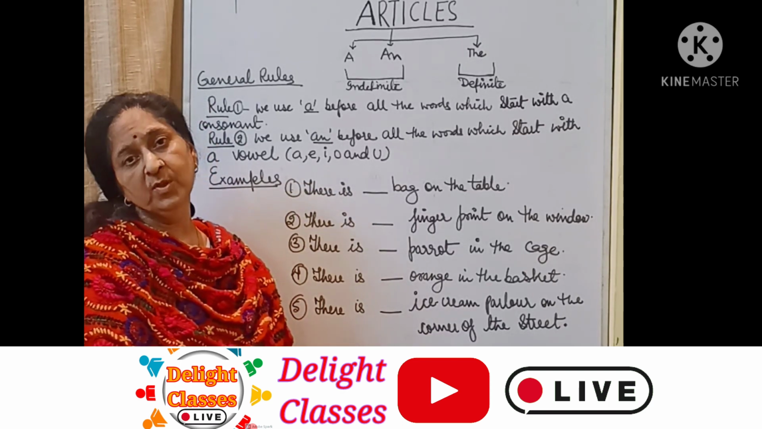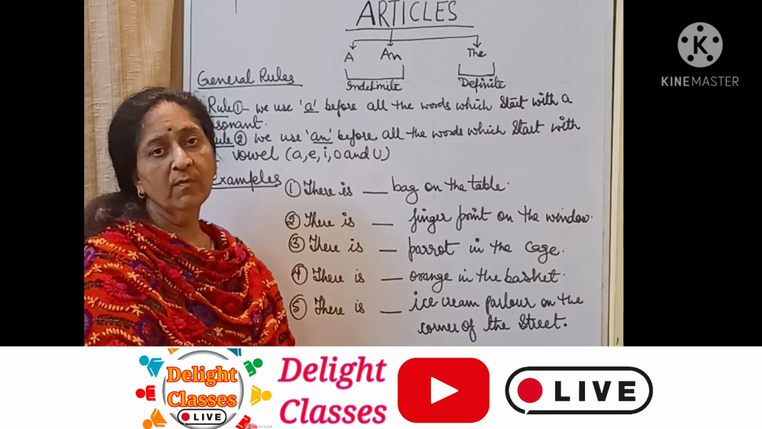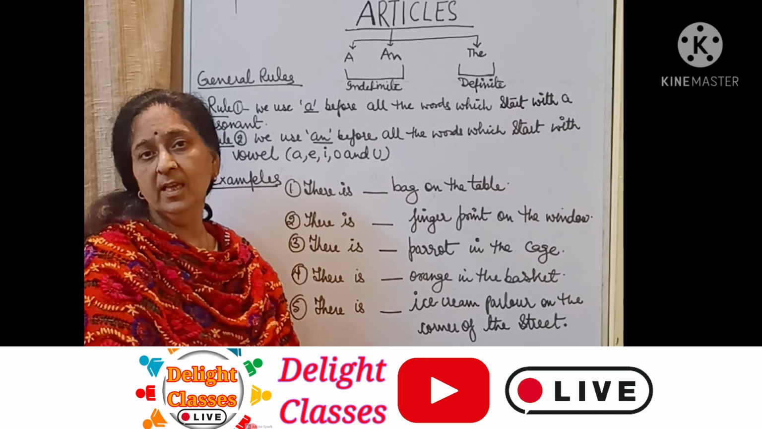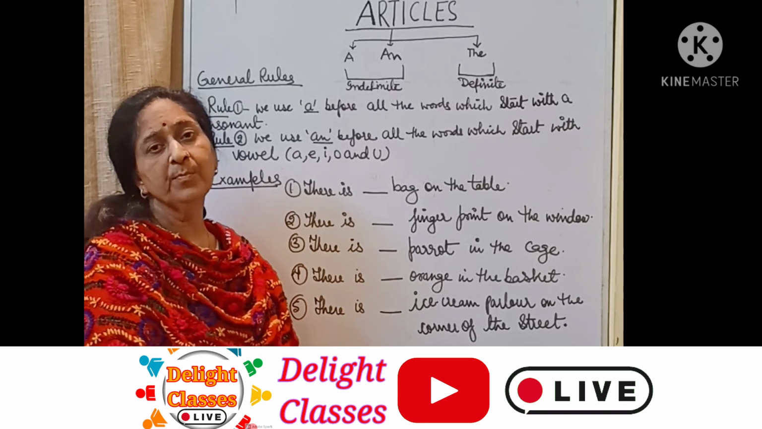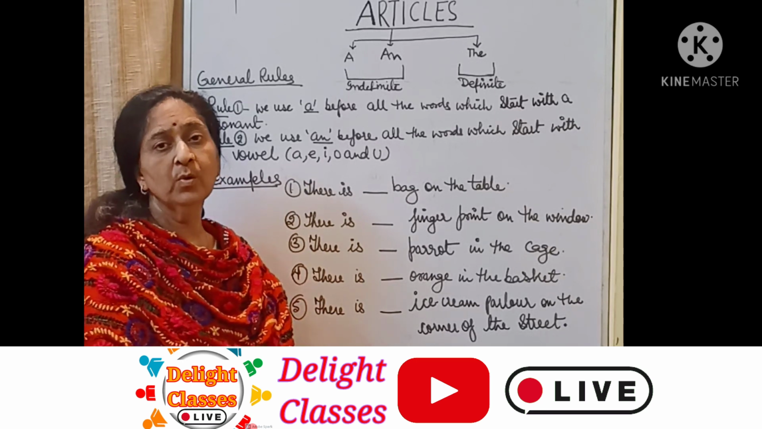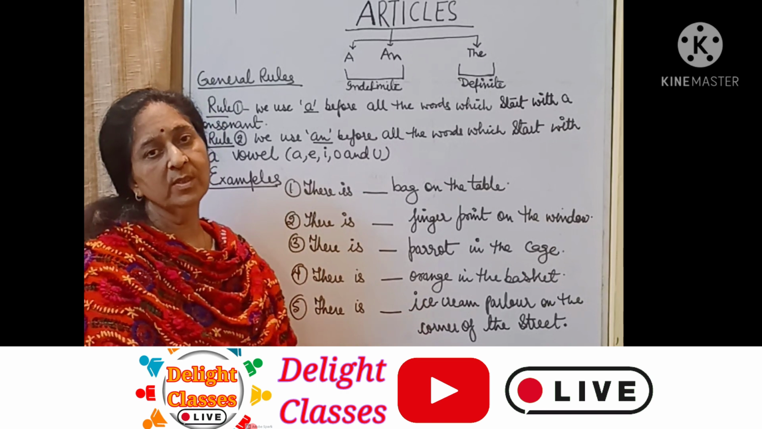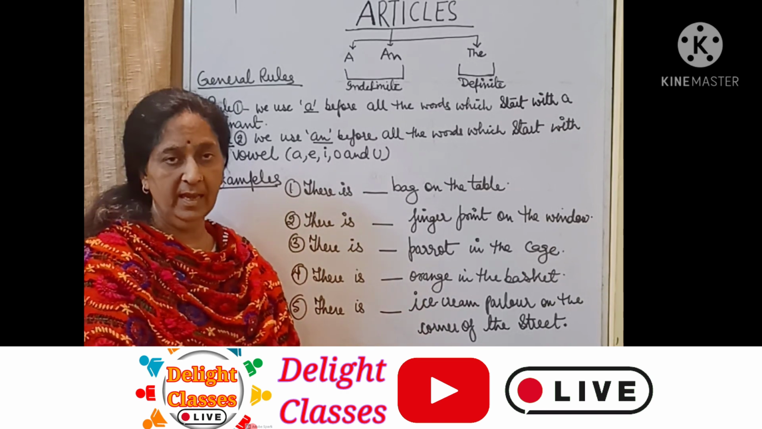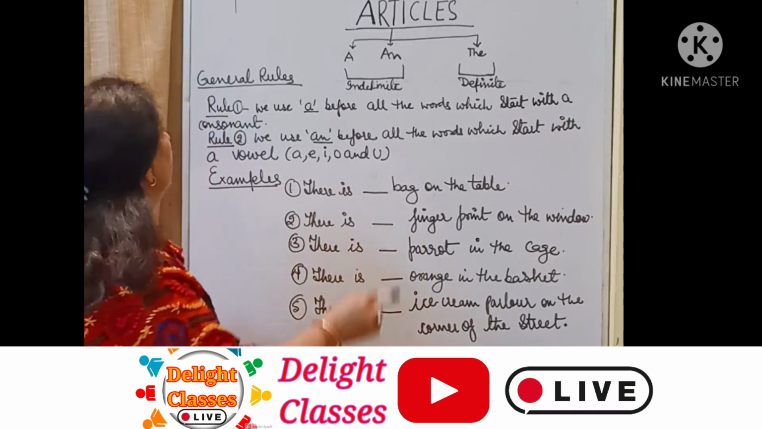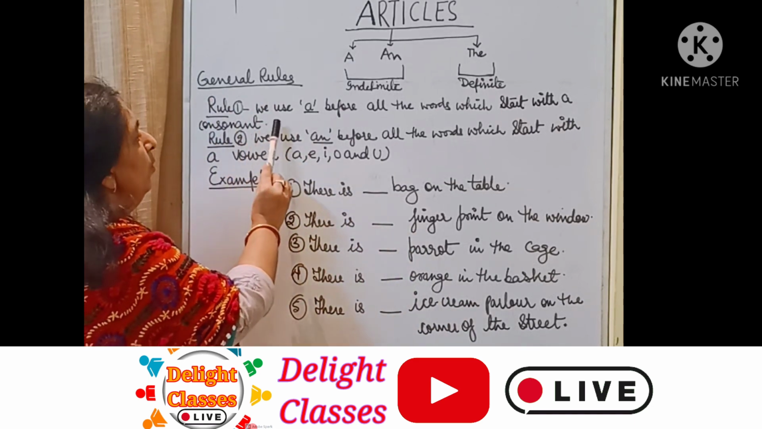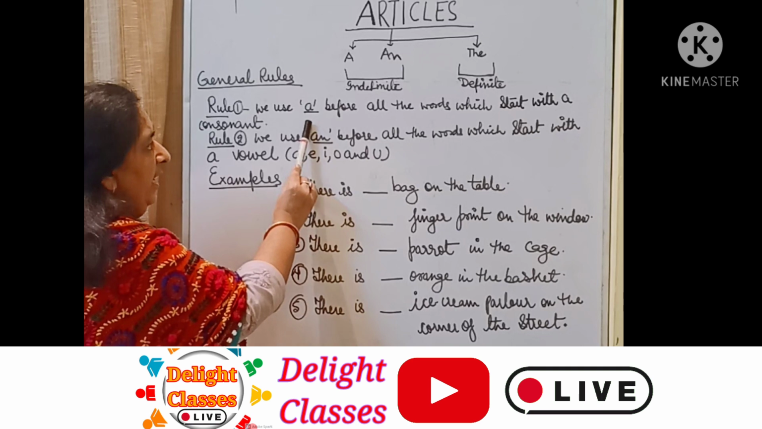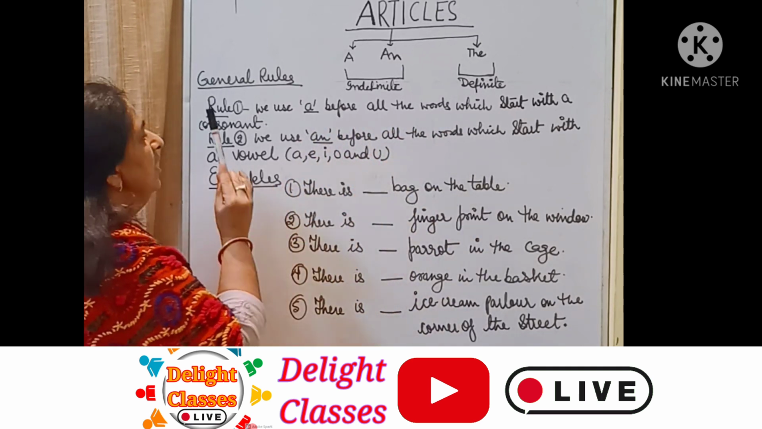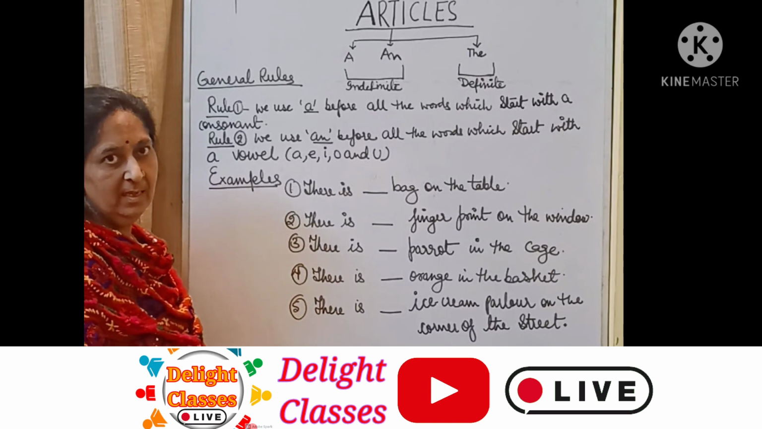There are two types of rules in the use of a and an. Some general rules are there and some exceptional rules are there. So in today's video, we are going to discuss the general rules for the use of a and an. Let's start with it. General rules. Rule number 1, we use a before all the words which start with a consonant.